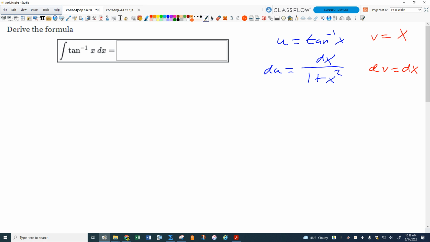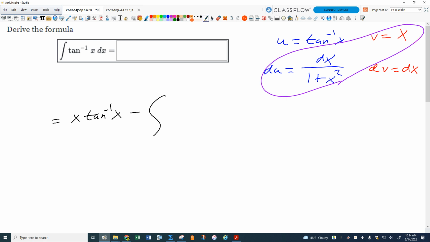And we would end up getting uv, so x times inverse tangent of x minus the integral of v du. So I'm just getting the integral of x dx over 1 plus x squared.